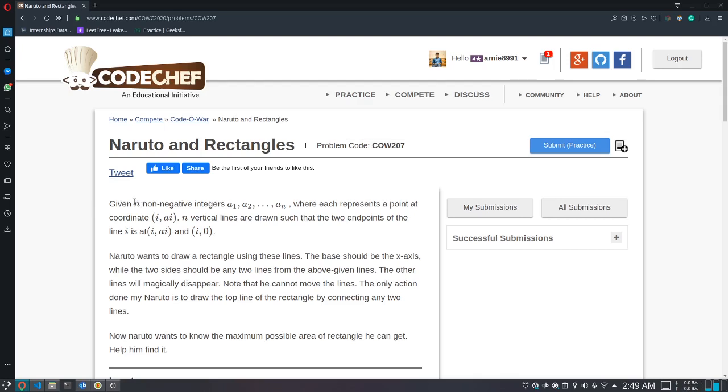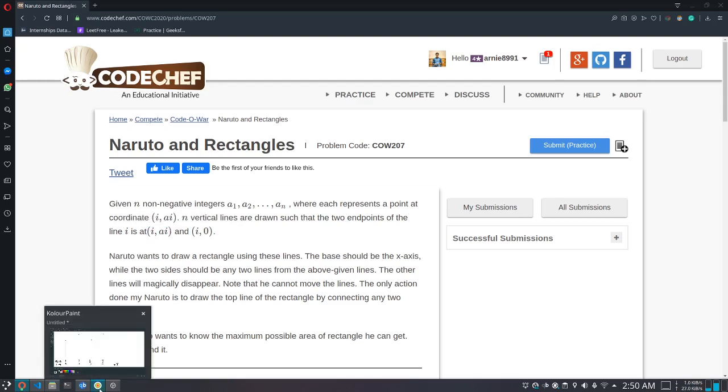So we have been given n non-negative integers which are called a1, a2 till an, where each represents a point at the coordinate (i, ai). N vertical lines are drawn such that two endpoints of line i are at (i, ai) and (i, 0). One thing to notice here is that the x coordinate is i, it is constant, and the y coordinate changes. So this means it's a vertical line.